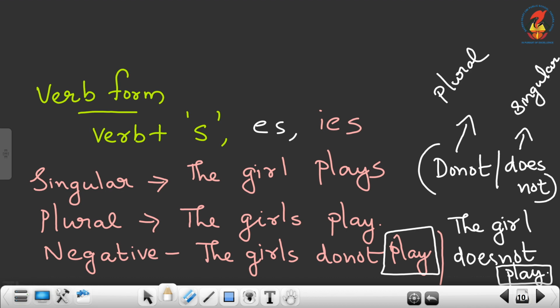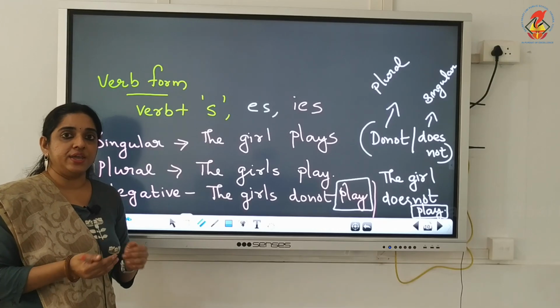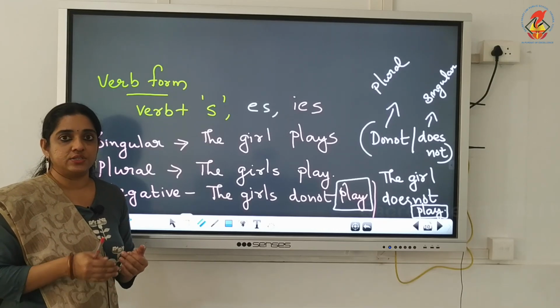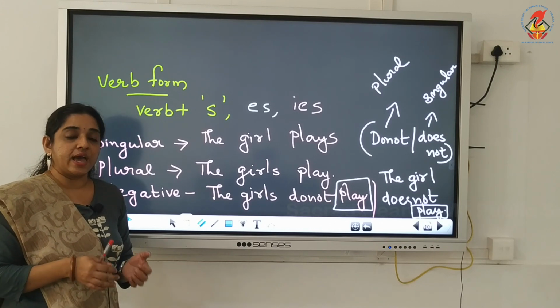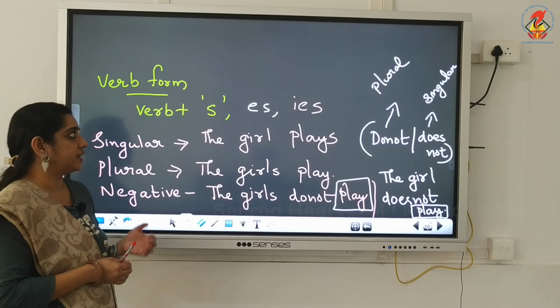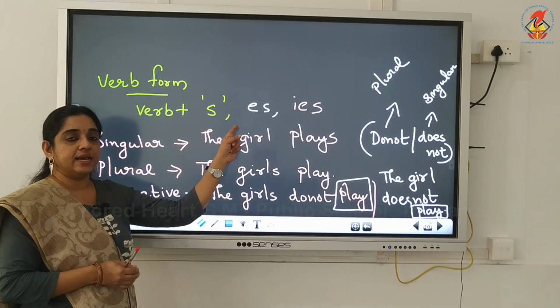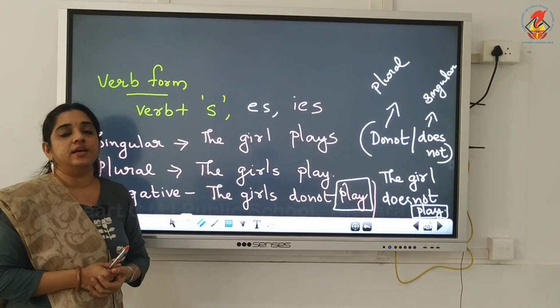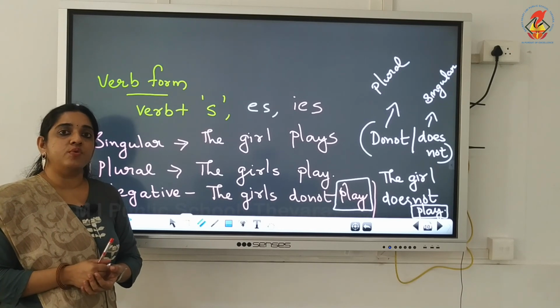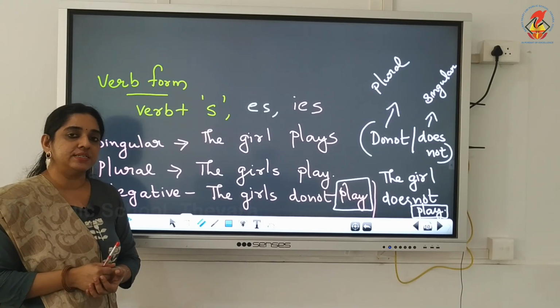How to form verbs in simple present tense. For simple present tense, you have to use verbs with S or ES or IES forms, like cry, cries, play, plays, write, writes, carry, carries. Like that. Verbs plus S or ES or IES is the basic form of verbs in simple present tense.